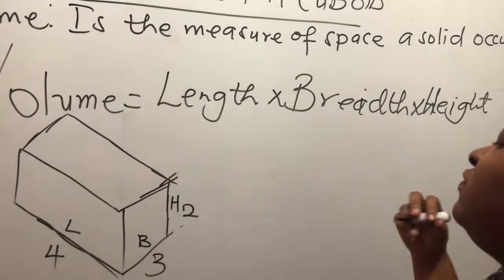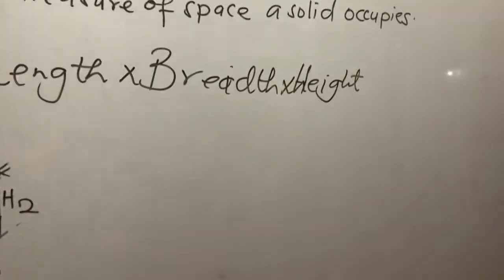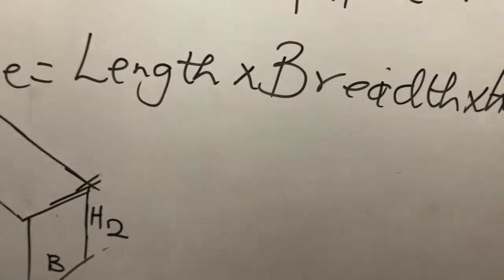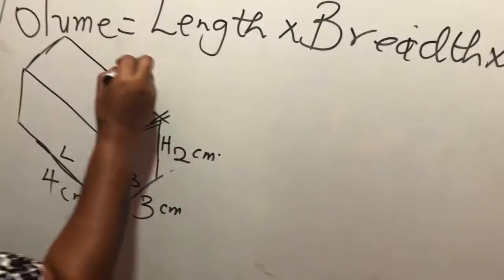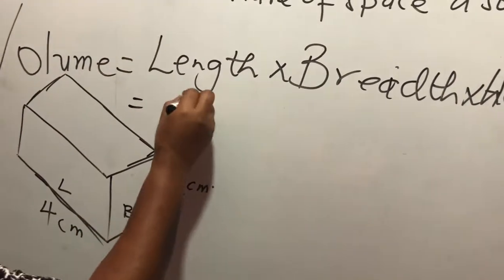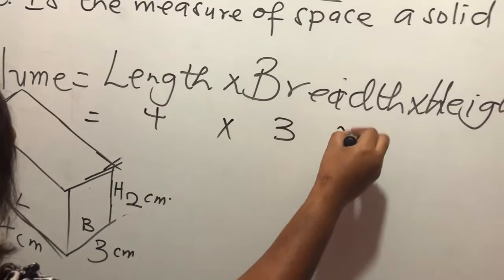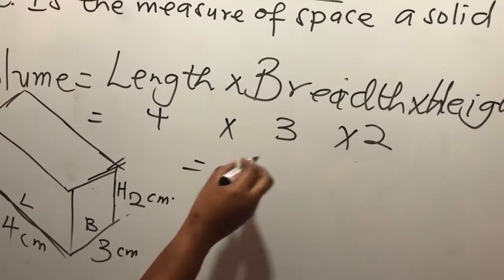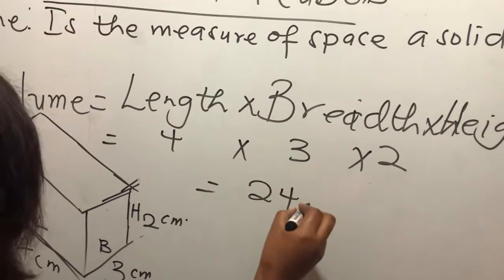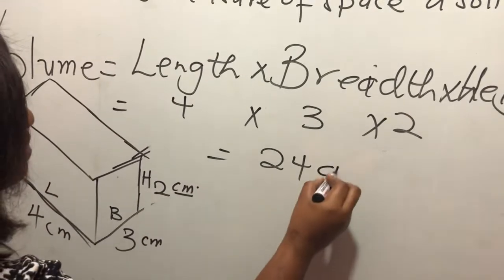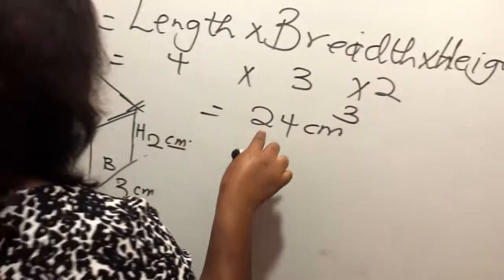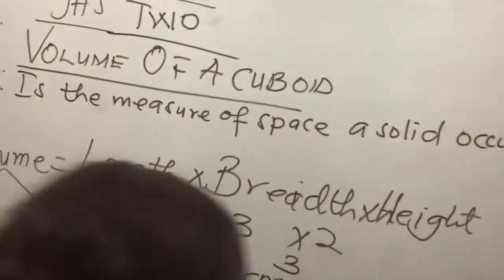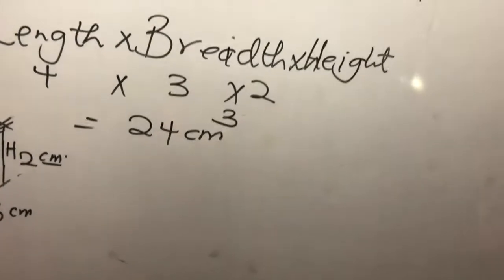So for you to get the volume of this, it's just 4 times 3 times 2. Then you know that volume is in what? Cubic. So 4 times 3 is 12, times 2, we have 24. What is the unit? Centimeters. What is this? Cube. Cube is for volume, squared is for area.